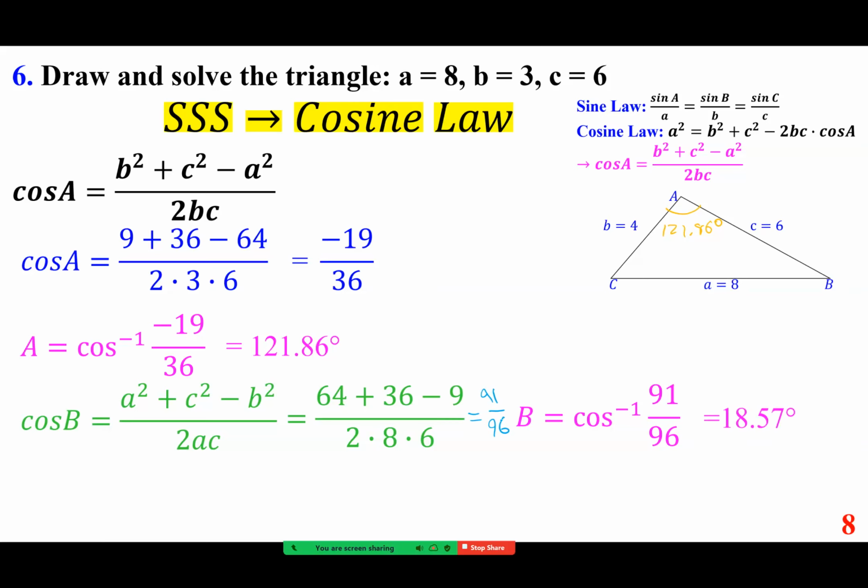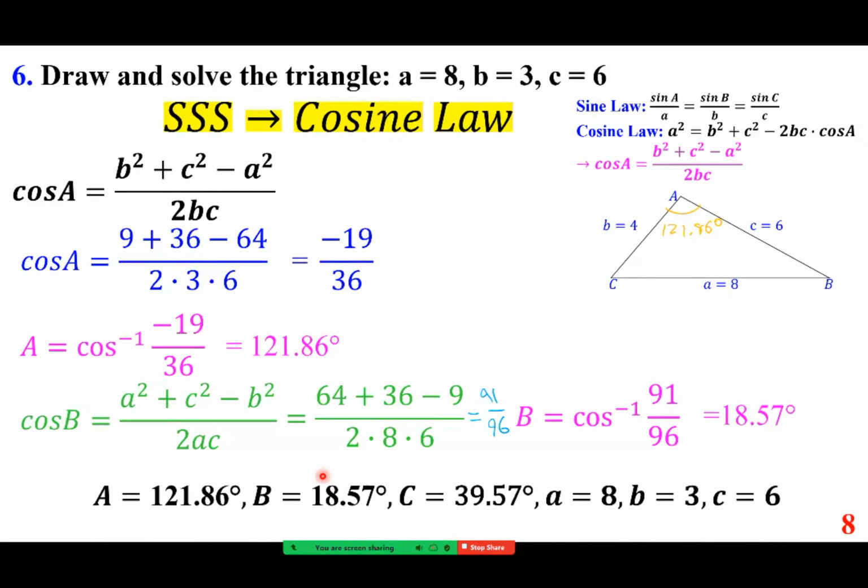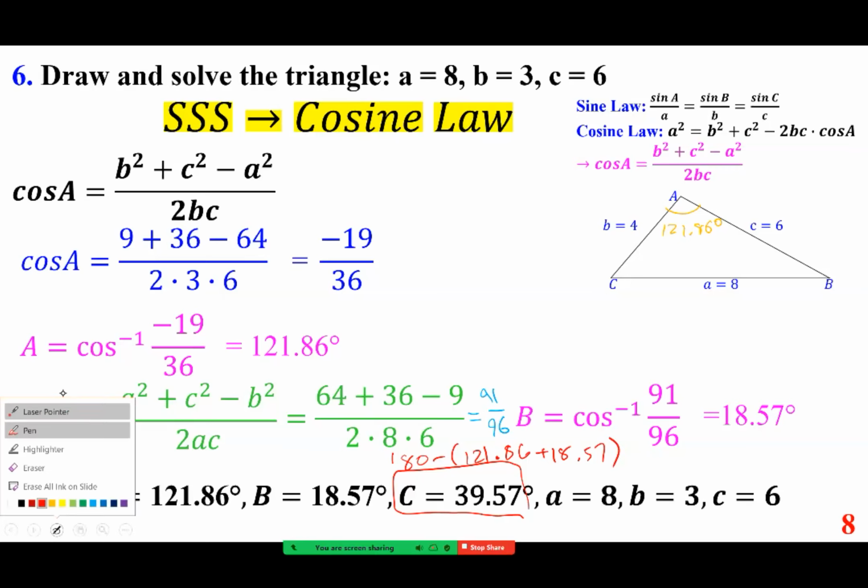We get 18.57 degrees. We add these two and subtract from 180. In other words, this is 180 minus the sum of 121.86 plus 18.57. That's how we get that. The last one is easy.